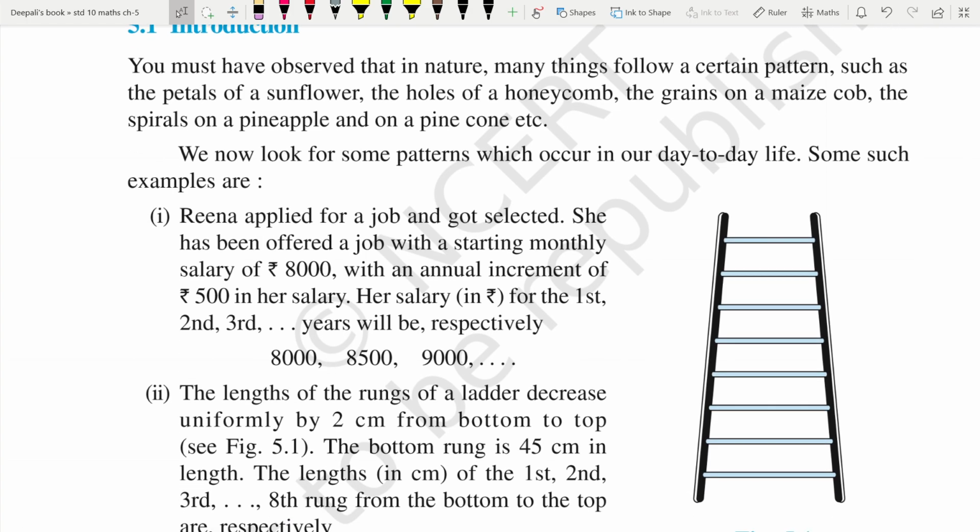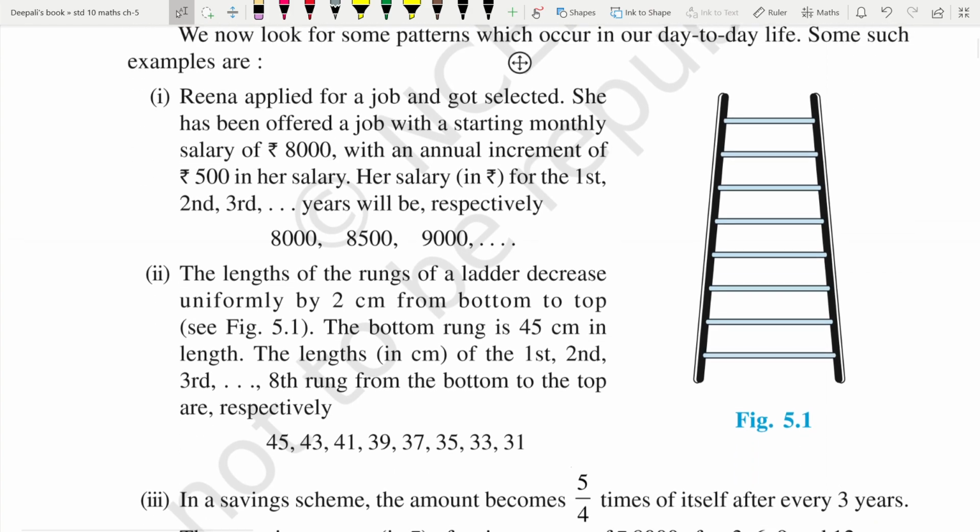We now look for some pattern which occurs in our day-to-day life. Some such examples are: Reena applied for a job and got selected. She had been offered a job with a starting monthly salary of 8,000 with an annual increment of 500 in her salary. So it's very obvious, we all can calculate this very easily, what would be her salary each year. That is, her salary in rupees for the first, second, third year will be respectively 8,000, 8,500, 9,000.